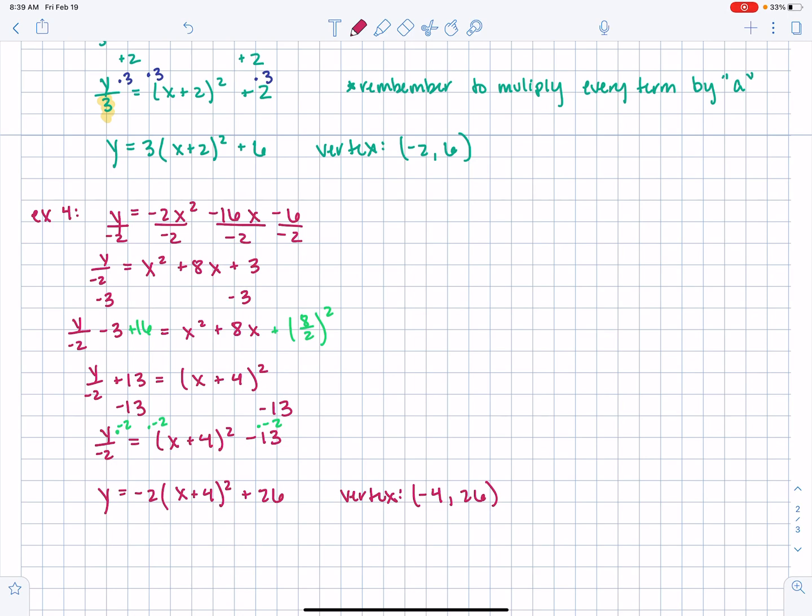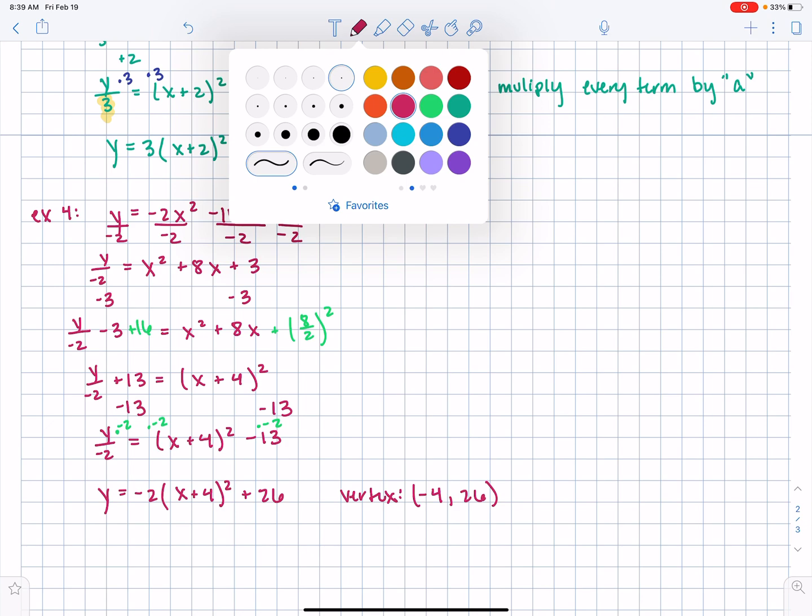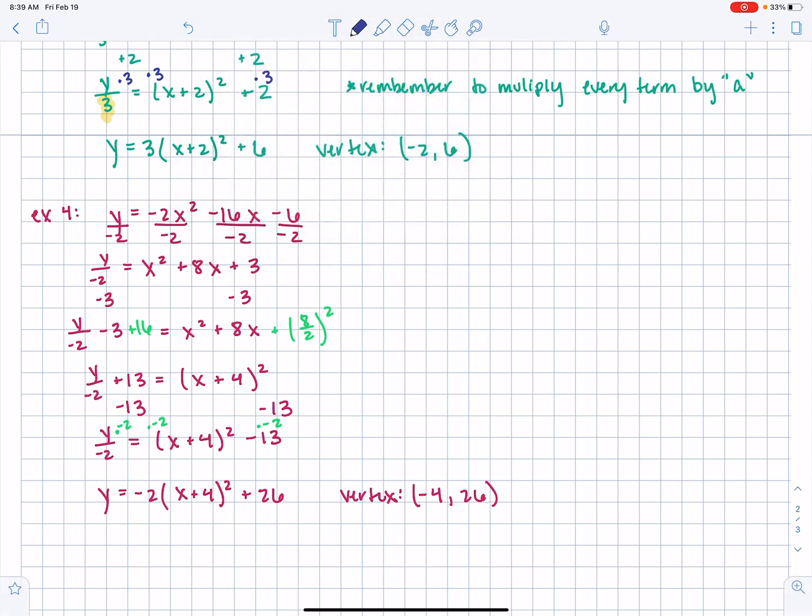All right, one more challenge for you, and then you're done with these notes, I promise, is that from this form, it's actually pretty easy to solve. So from your vertex form, and we can just solve by setting equal to 0. So 0 is equal to -2 times x plus 4 squared plus 26. And the reason that it's easy to solve is because you just have to end up using your square roots.